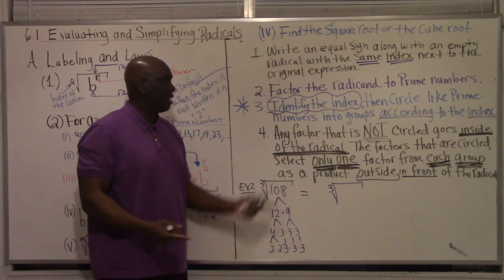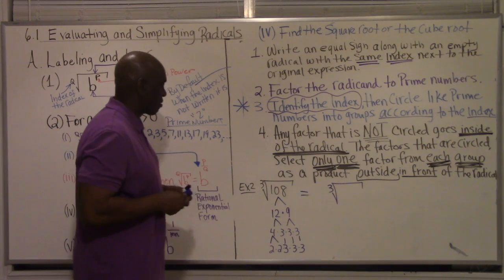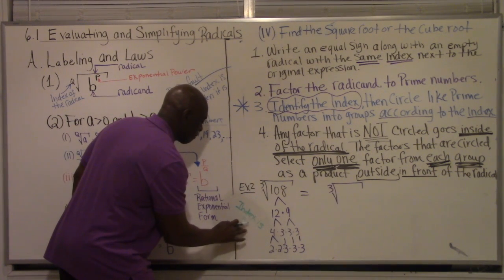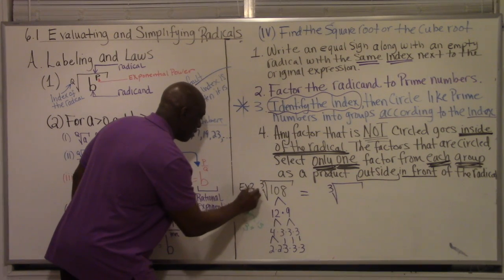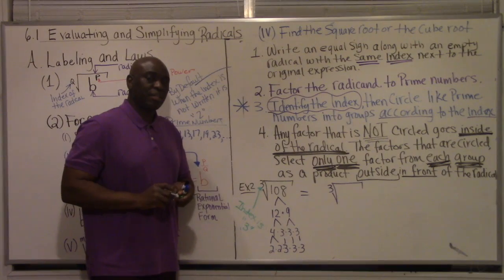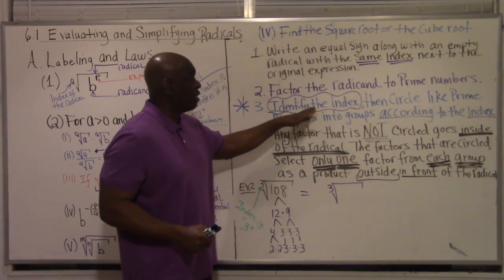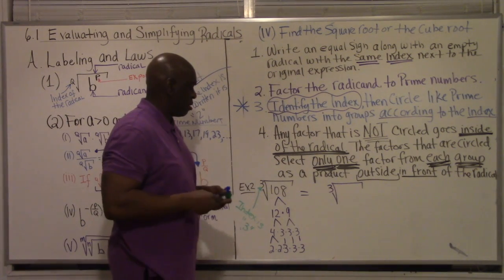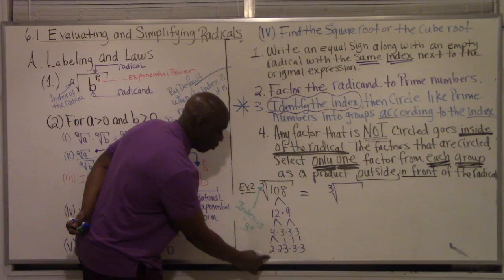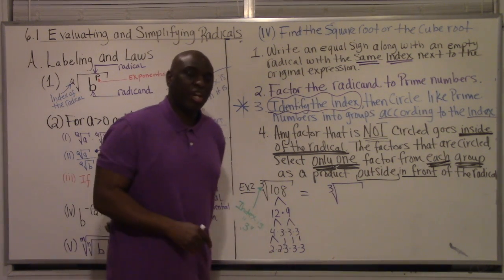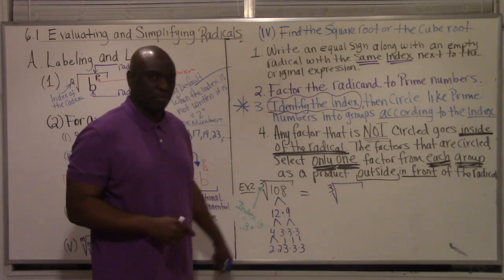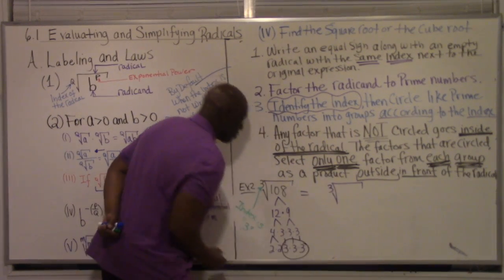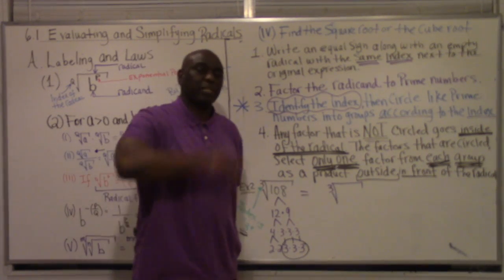Step 3, the key step. Identify the index. What is my index? Index is 3. See that? That's a 3 right there. The index is 3. So since the index is 3, we're going to circle prime numbers according to the index. So now we're grouping by 3s. Well, look at the 2s. How many 2s do we have here? 1, 2. Can I circle those 2? No, because the index is 3. How many 3s do I have? 1, 2, 3. There you go. That's what you circle, because the index says circle by 3s.